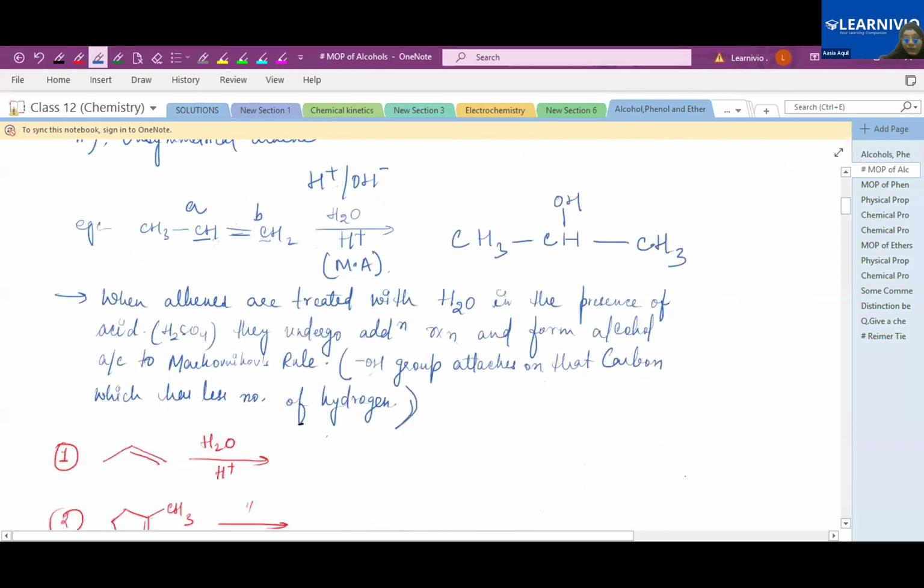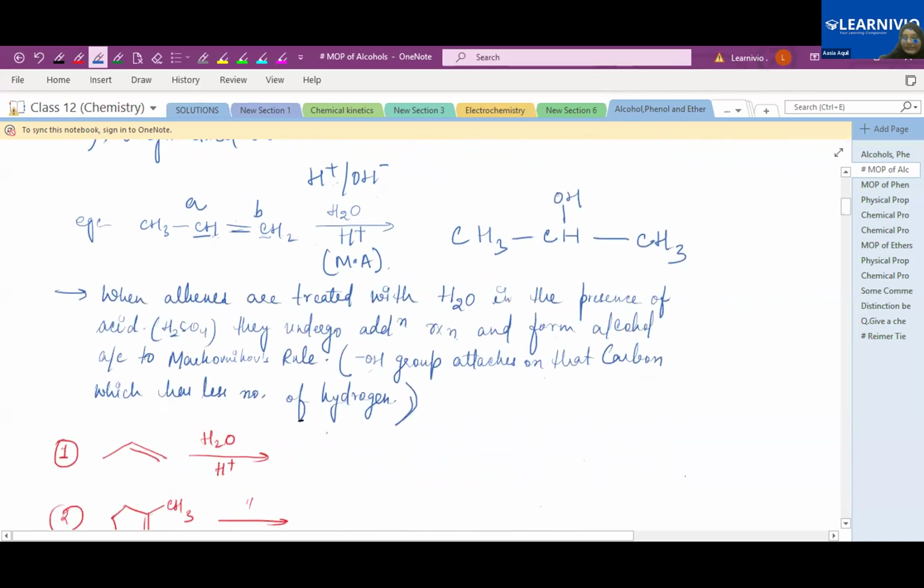Okay, so here you can write this point. When alkenes are treated with water in the presence of an acid, suppose H2SO4, they undergo addition reaction and form alcohol according to the Markovnikov rule. Okay, what is Markovnikov rule? You can write down in your bracket: OH group attaches on that carbon which has lesser number of hydrogen, and the hydrogen will attach to the other carbon which has more number of hydrogen.